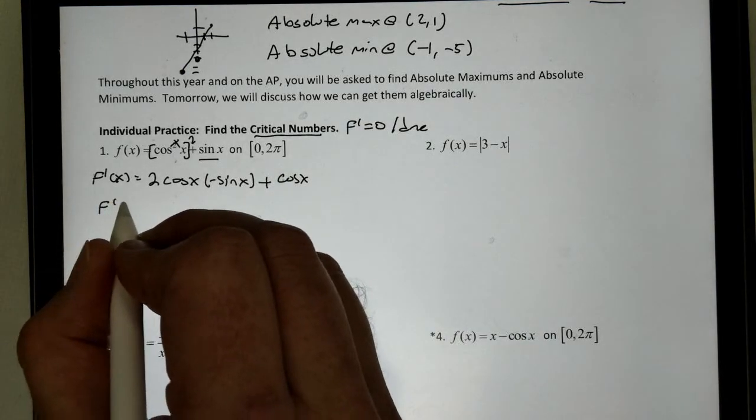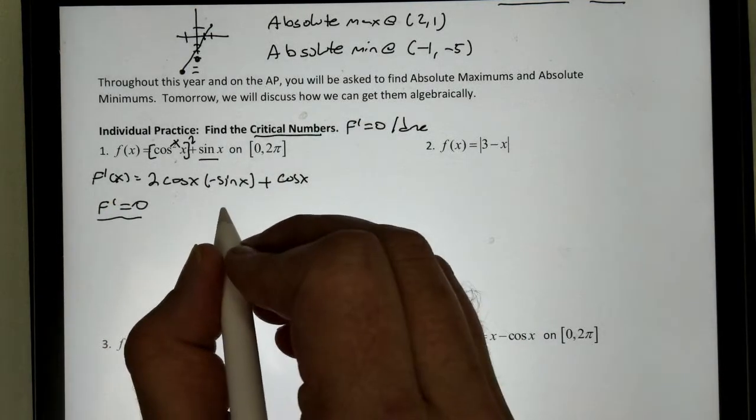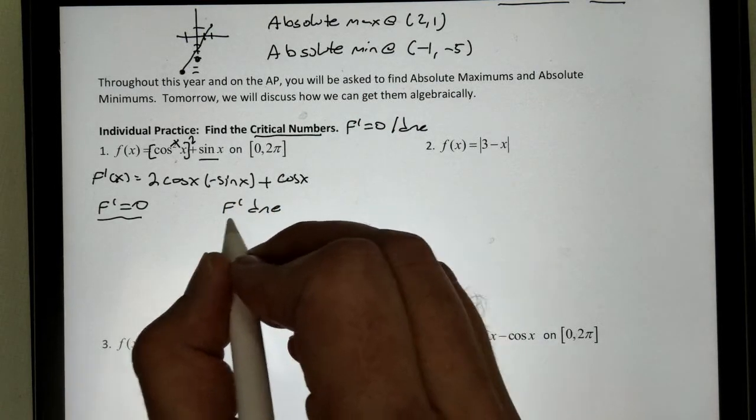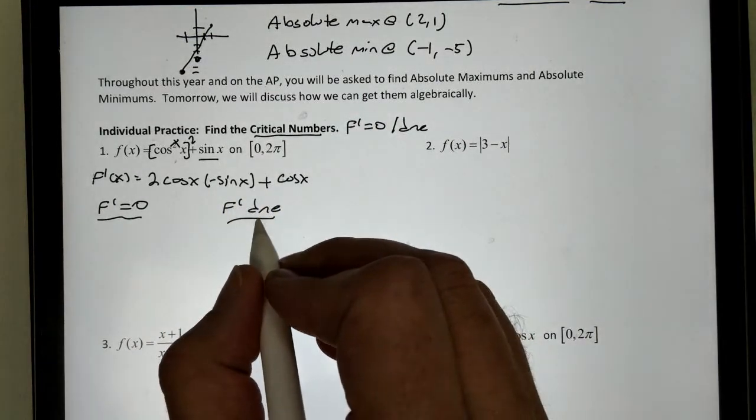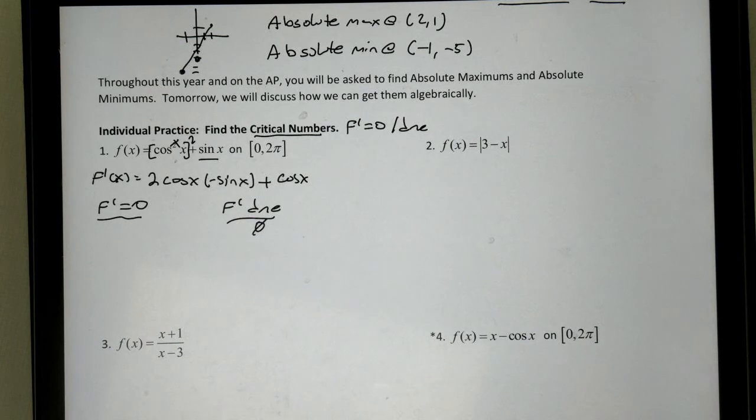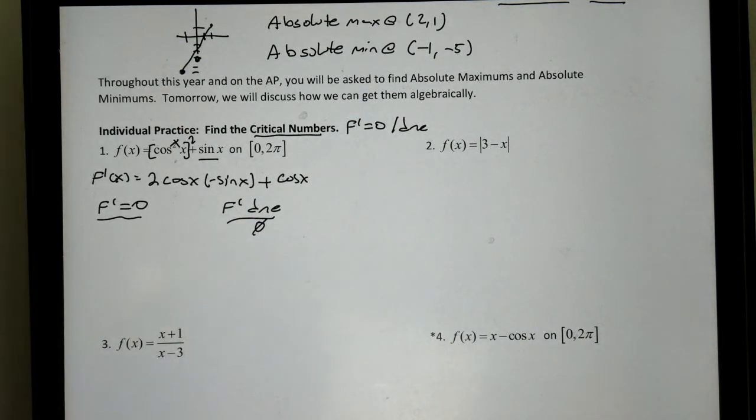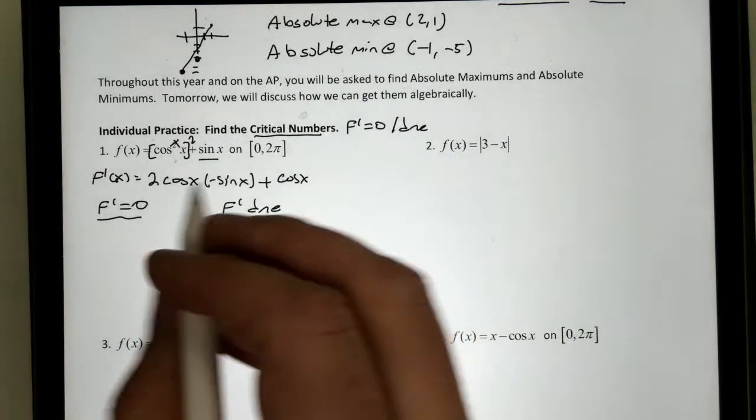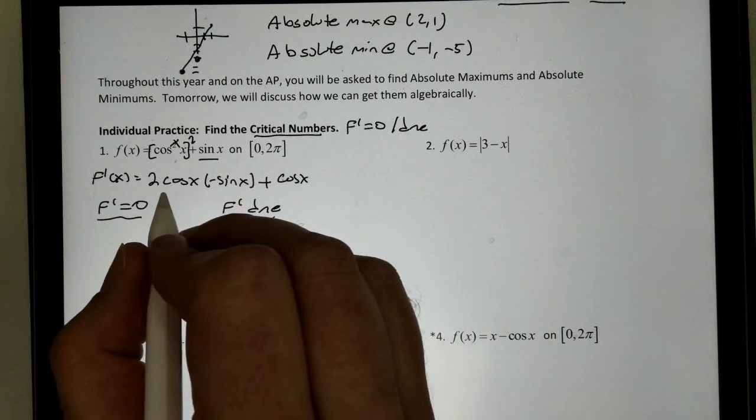I want to find out where the derivative is 0 and where the derivative does not exist. No trig function will ever not exist, so we don't have to worry about that one, except for something like a tangent. Cosine and sine exist everywhere. Next, I want to set the derivative equal to 0.